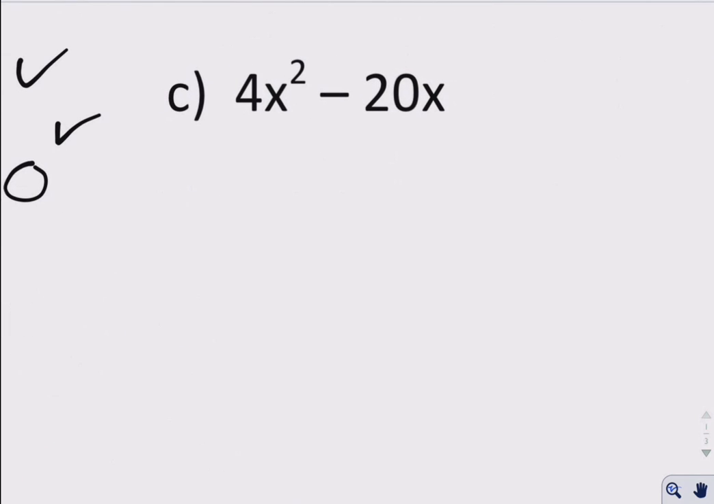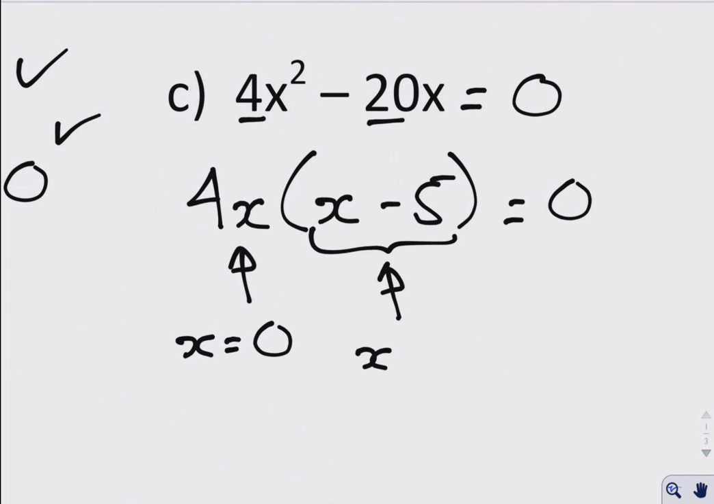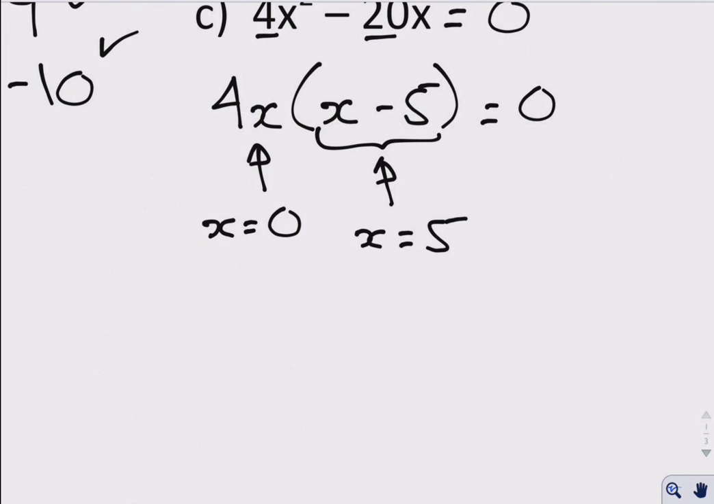Moving on. For C, I'm looking for my roots again. So what values of x will make it equal to 0? Now, this is not a trinomial. It's just a difference of two terms, and I'm going to look for a common factor. So in this case, I'm looking at, say, 4x, because 4 divides both terms, the 4 into the 20, and they both have an x. If I divide each of them by 4x, I'm left with x minus 5. So in this case, my first root is going to be x equals 0. And my second root is going to be x equals 5. And there are my roots.